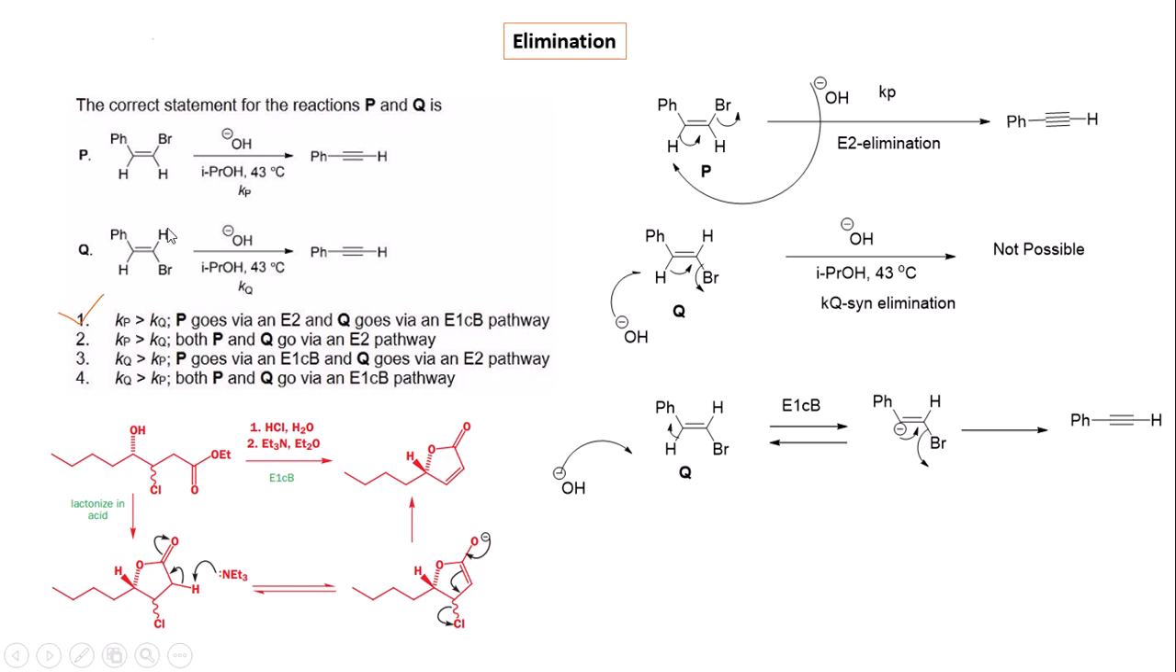Meaning the anti-elimination occurs at a faster rate compared to the syn elimination: substrate 1 undergoes the E2 reaction, but substrate 2 undergoes the E1cB mechanism. This problem has been taken from the Clayden book, where the intramolecular lactonization followed by E1cB elimination gives the cyclic lactone product.